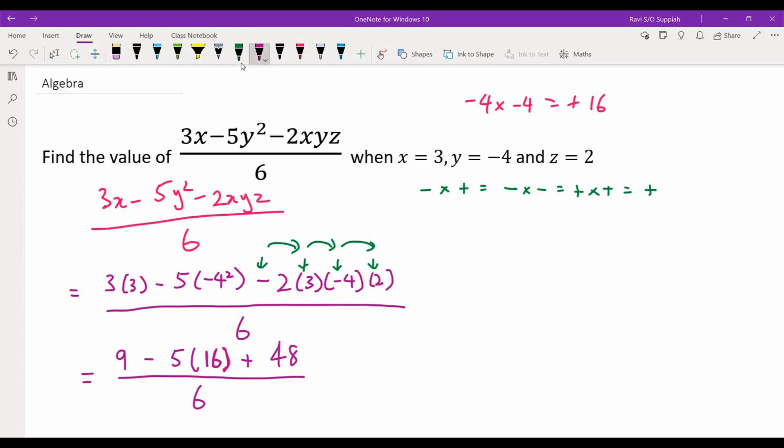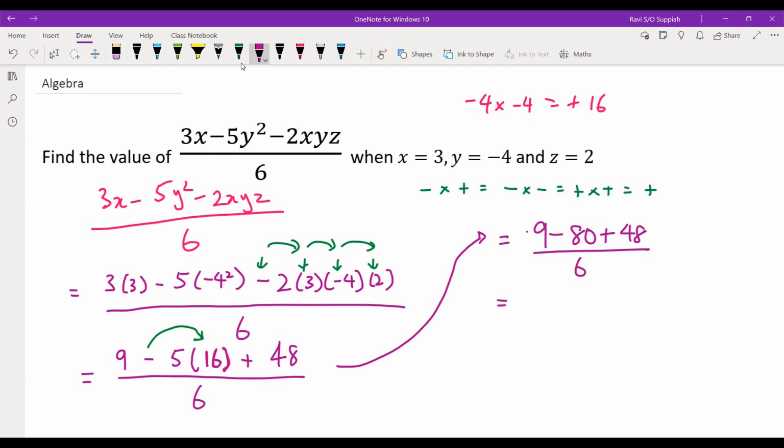So let's continue over on this side. Here we have 9. For this term here we have a minus into a plus. We know that minus times plus will give me a minus. So 5 times 16 will be 80, plus 48 over 6.